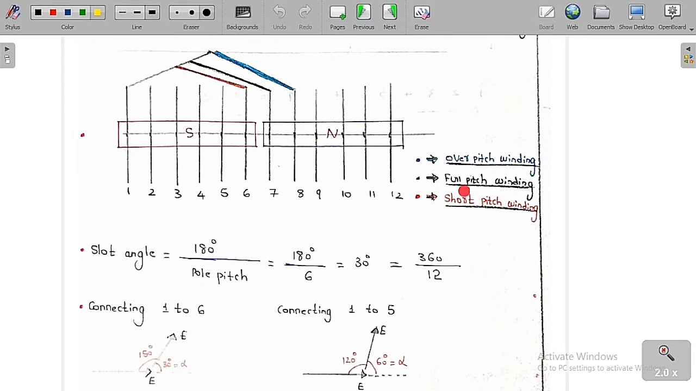Let me show all this, full pitch winding, short pitch winding and over pitch winding, in this diagram. I have already told you there are 12 slots in the stator, so these are the 12 slots. Now, I have already told you the number of poles I have assumed is 2.